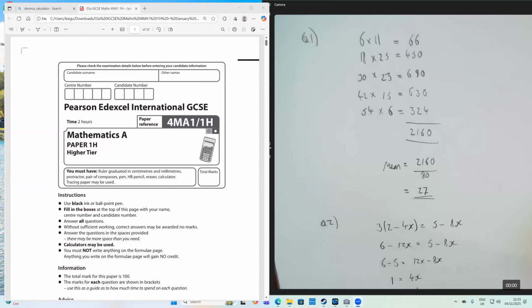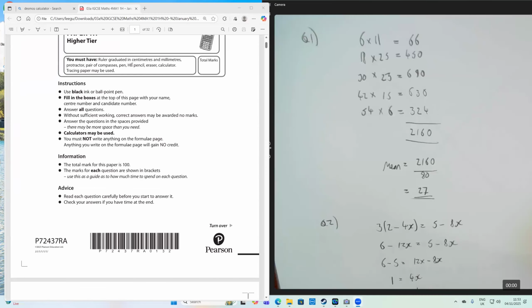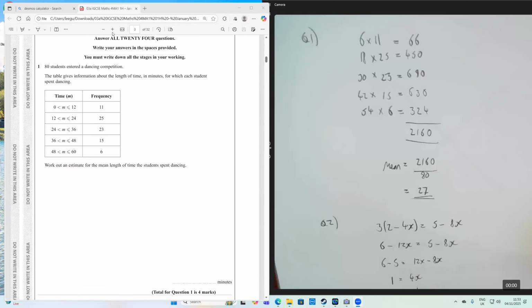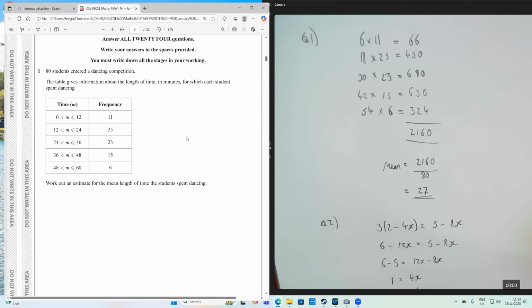Okay, so let's have a look at this first question. Question 1 says 80 students entered a dancing competition. The table gives the information about the length in minutes for which each student spent dancing. So again, a very common early question on an IGCSE paper, or indeed GCSE paper for that matter.